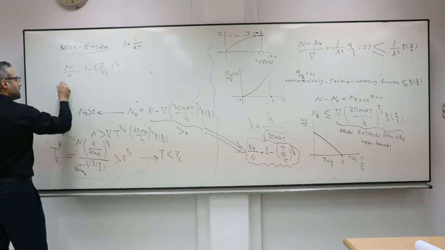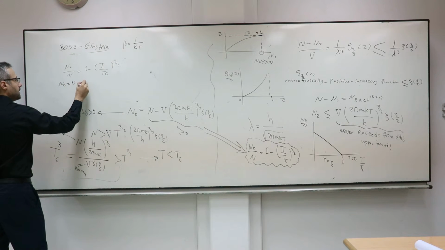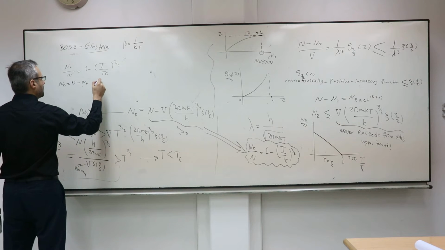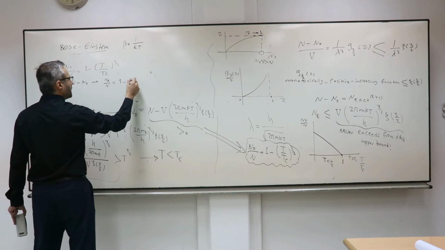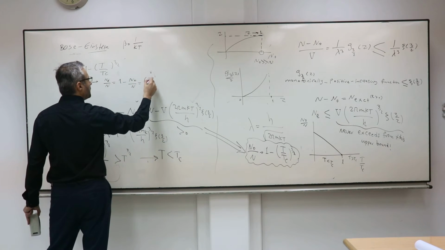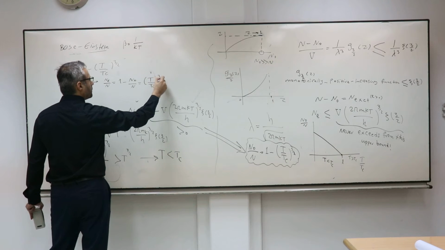So NAE was n minus n0. NAE over n, what is NAE? 1 minus NA0 over n. So it will be (t over t0) to the power of 3 over 2.